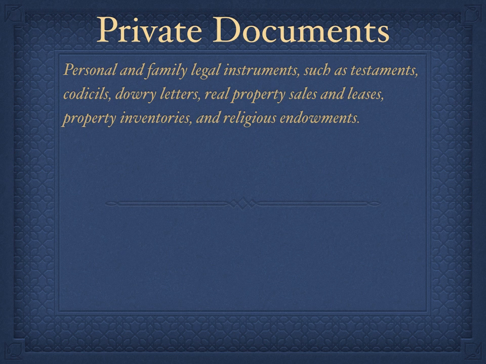And this one is the pièce de résistance, if that's the correct way to say that. But this is just the pinnacle of interest here, and these are private documents. So I would describe these as personal and family legal instruments. Many of us have these already, and they're often called last wills or testaments, or documents that are added after those, codicils. These are enhancements or changes to the will. Dowry letters, so when a woman might be marrying a man, she would have her dowry come with her, but it also would specify her rights and privileges with her land. Also real property sales and leases, property inventories, and religious endowments.